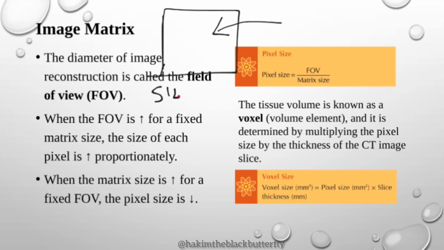So, if you want to double the matrix size for the fixed field of view, each pixel must reduce by 1/2 to accommodate all of them. That improves spatial resolution. Remember, the smaller the size of the pixel, the better the spatial resolution.